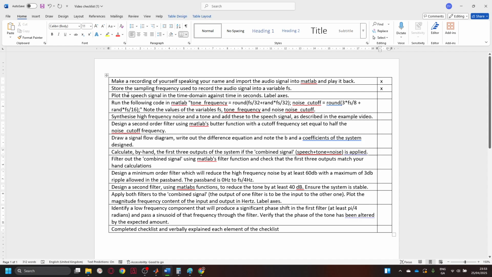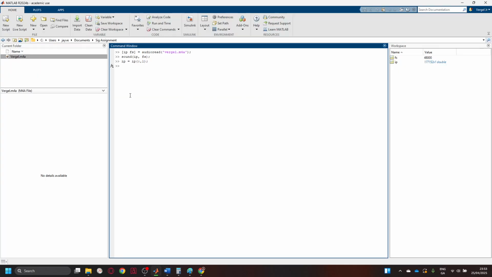The next part is to plot the speech signal in the time domain against time in seconds and label the axes. So for that, we put the variable t, and we go from 0 to the length of the signal minus 1, all of that divided by fs, and just plot the signal.